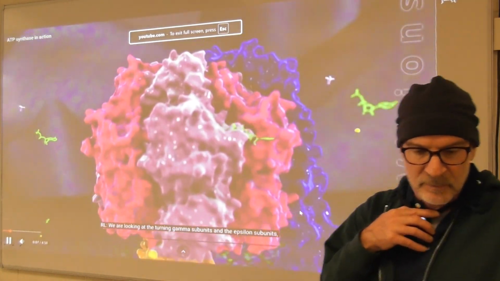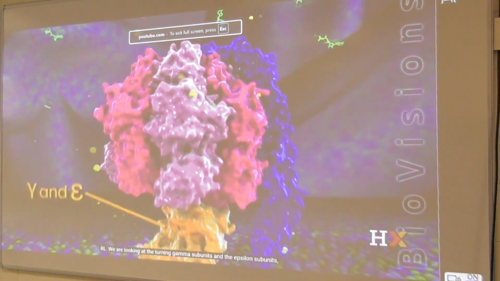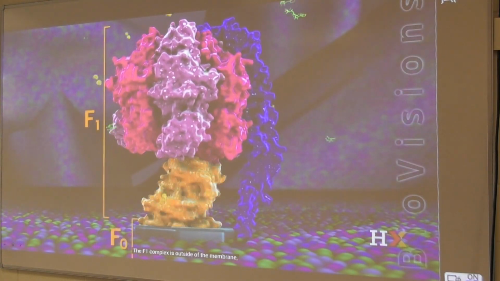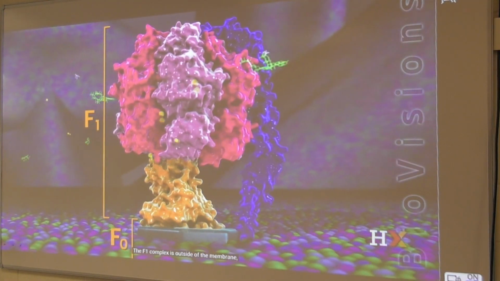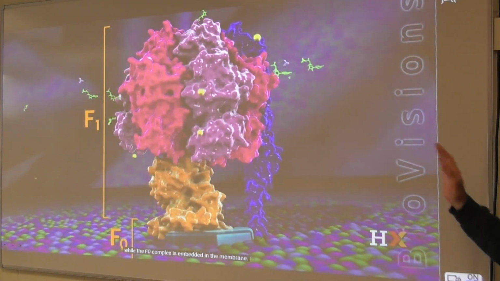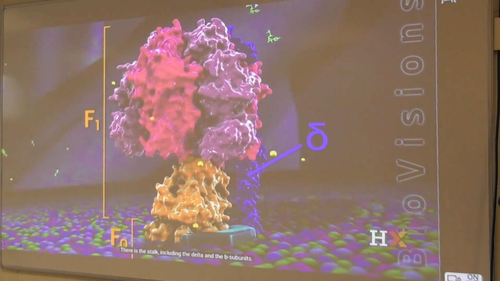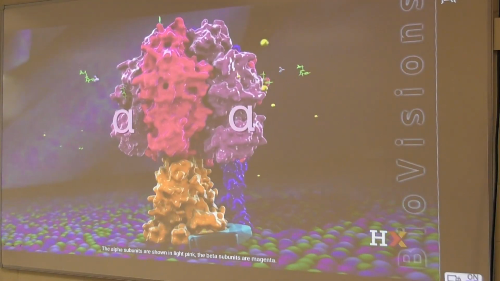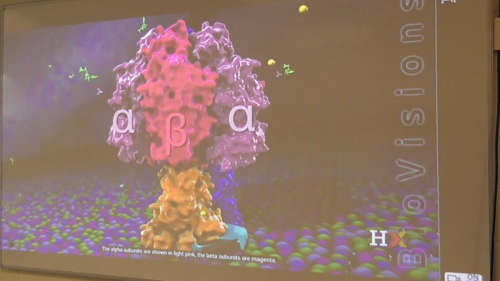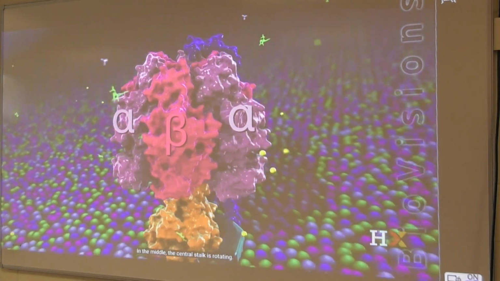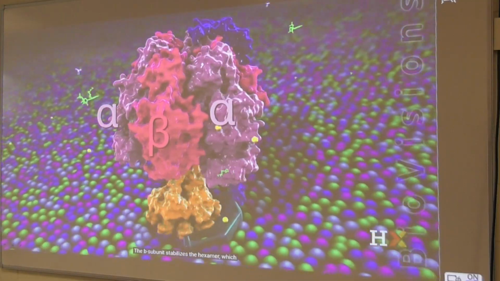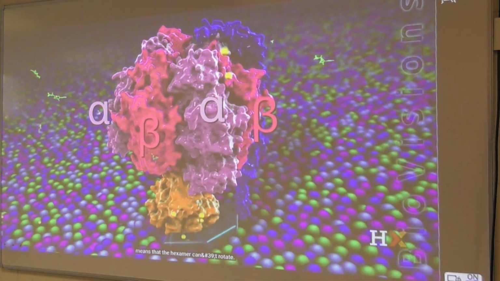We are looking at the turning gamma subunit and the epsilon subunits, and there's the C ring in the membrane. The F1 complex is outside of the membrane, while the F0 complex is embedded in the membrane. It's not stuff you need to know. I just want the visual. And the B subunit. The alpha subunits are shown in light pink. The beta subunits are magenta. In the middle, the central stalk is rotating. The B subunit stabilizes the hexamer, which means that the hexamer can't rotate.